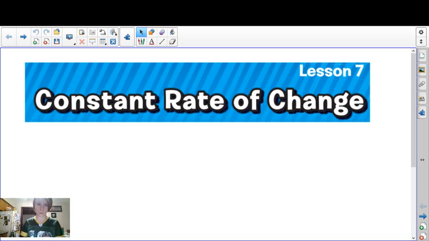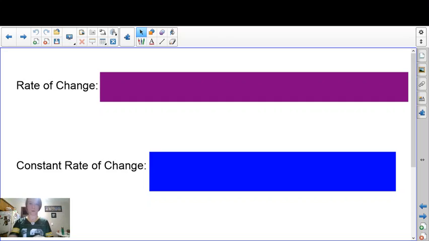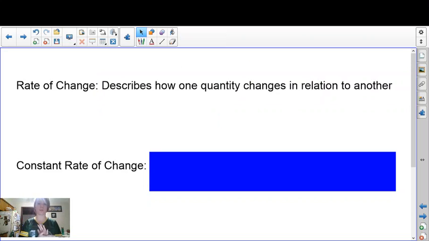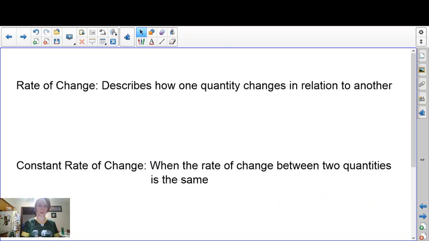Number 7, constant rate of change. What is the rate of change? It describes how one quantity changes in relation to another. Constant rate of change is when the same rate of change between two quantities is the same. Kind of a tongue twister.